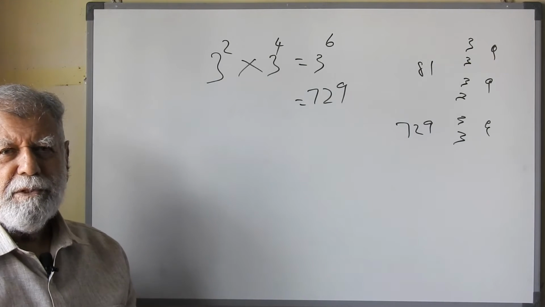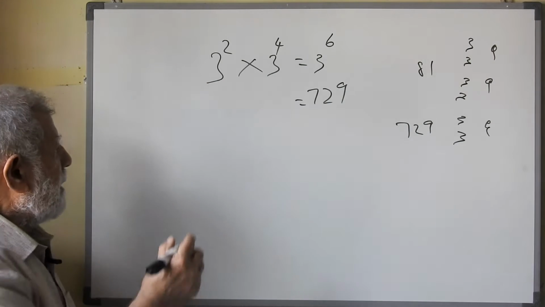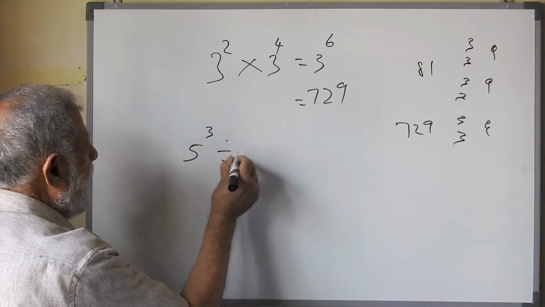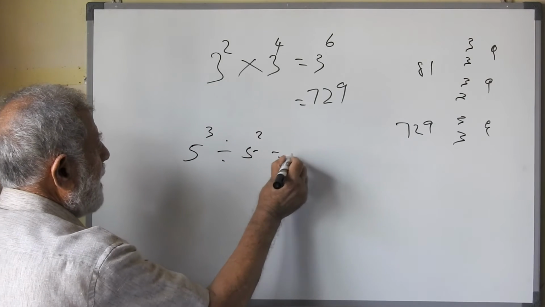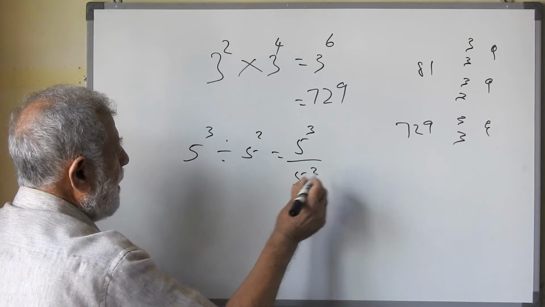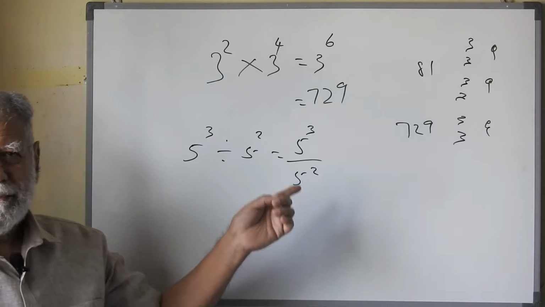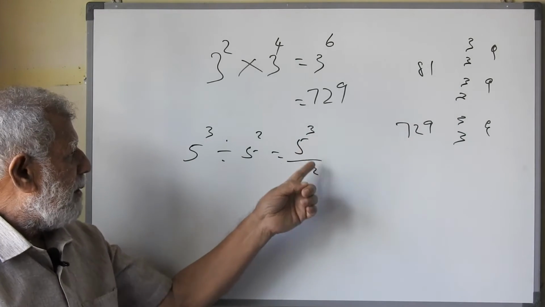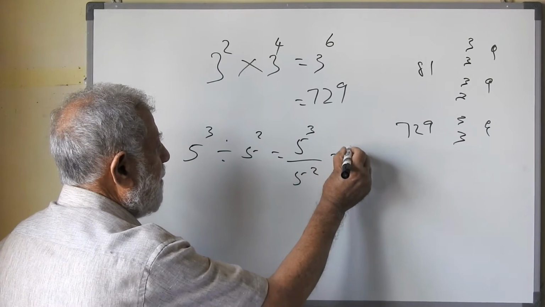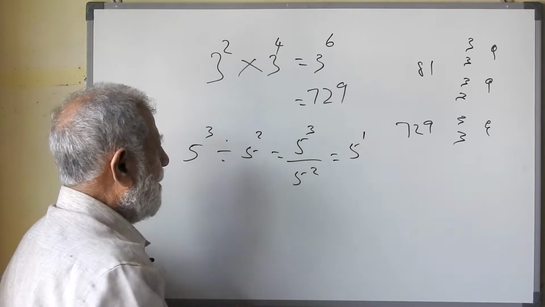Now, we are adding the powers when we are multiplying. When we are dividing, we should subtract the powers, the opposite. For example, 5 to the power of 3 divided by 5 to the power of 2. So that is 5 to the power of 3 upon 5 to the power of 2. When we are dividing, we subtract the powers. Here the power is 3, the power is 2. When you subtract 2 from 3, you get 5 to the power of 1. That is equal to 5.